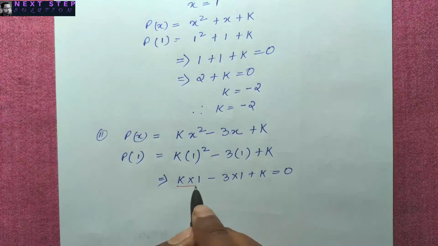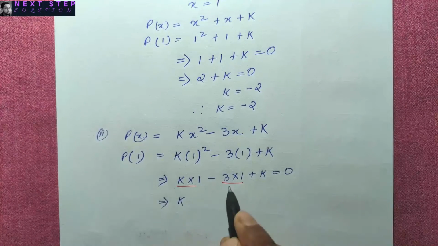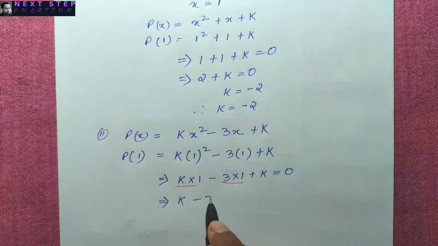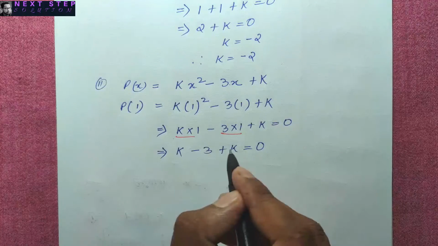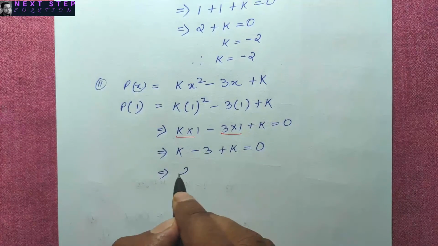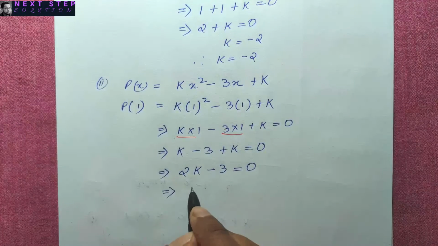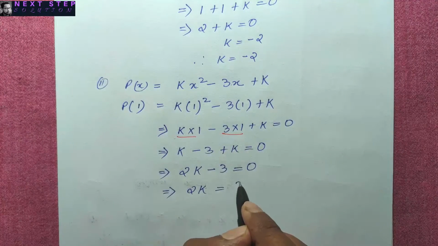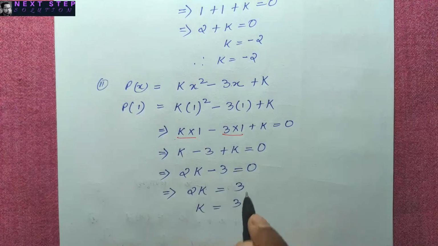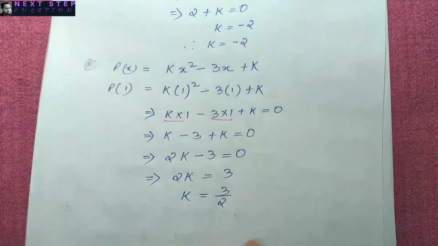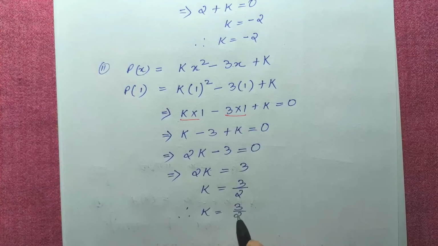Now multiplication we will do first. These two and these will be multiplied. We have k into 1 is k, minus 3 into 1 is minus 3 plus k equals to 0. Now we can add up the like terms. Here we have k and k. K and k, if we add up, it becomes 2k minus 3 equals to 0. Minus 3 we shall send to the other side. We have 2k equals to, minus 3 goes, becomes plus 3, and only k will be equal to 3. This 2 is multiplied here. After sending to the other side, it will become divide. So therefore k is equal to 3 by 2. This becomes the answer.